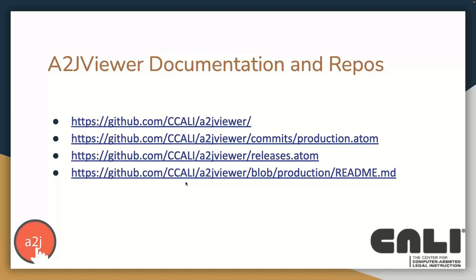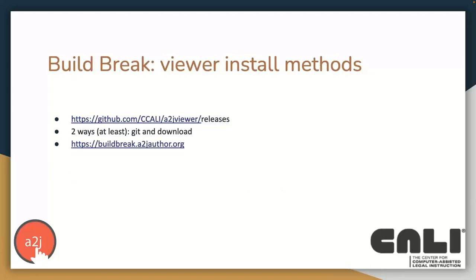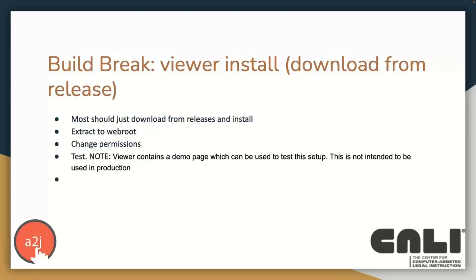The production README has all the instructions for setting it up and for all the customization. It's pretty much all in the README.md file in this repo. So there are at least two different ways to install the viewer. You can use Git and rebuild from source, or you can download it. Now, most people should just download from the releases and install. It's pretty easy. Like I said, you just extract to the web root, change permissions, and you can use a demo page to test your setup. It's just a demo page. It's not really intended to be used in production.